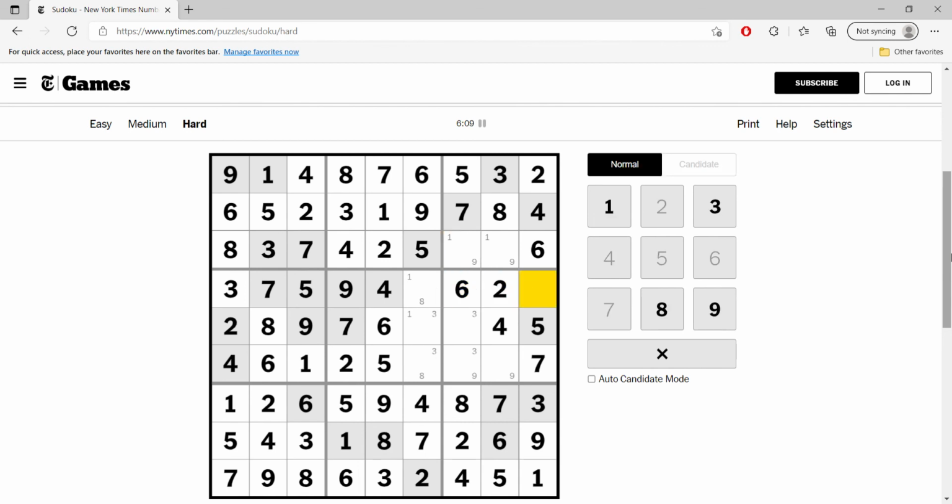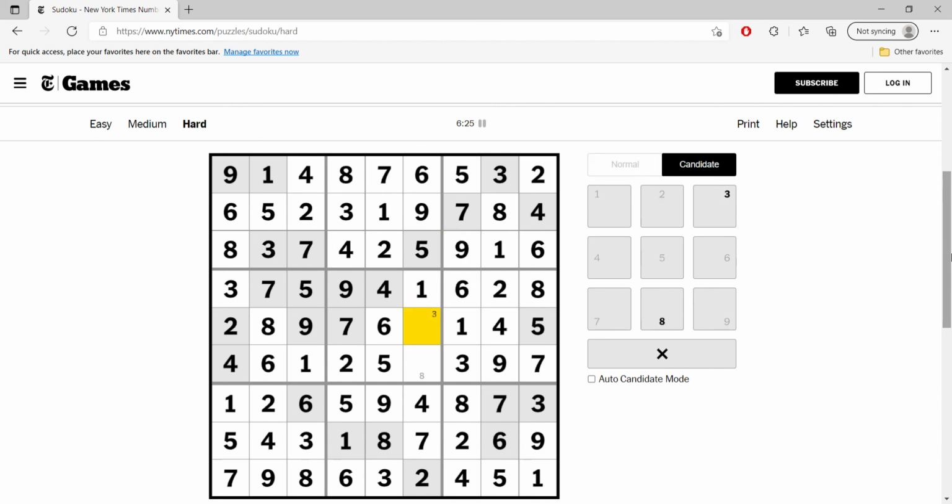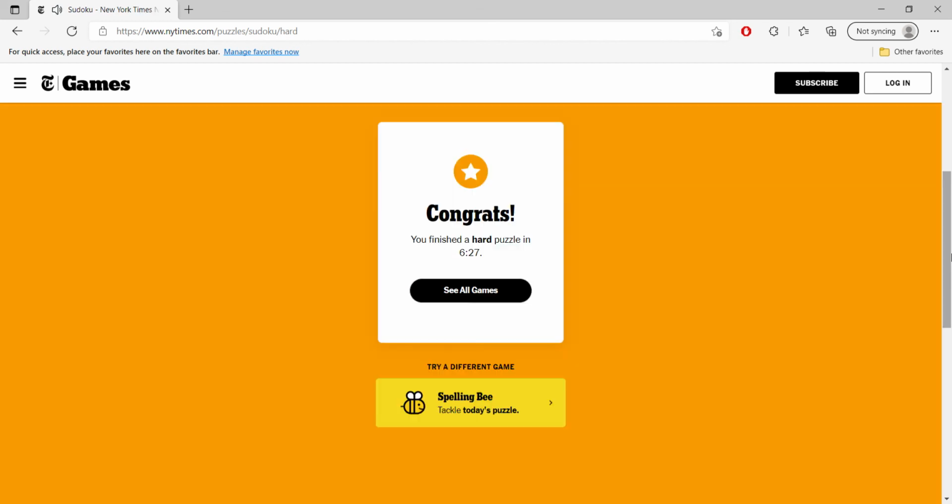This has to be 8. This has to be 1 in this row, right? And this has to be 1 here. Has to be 3. This is 9. 1, 9. This cannot be 3. This is 3. This is 8. Okay.